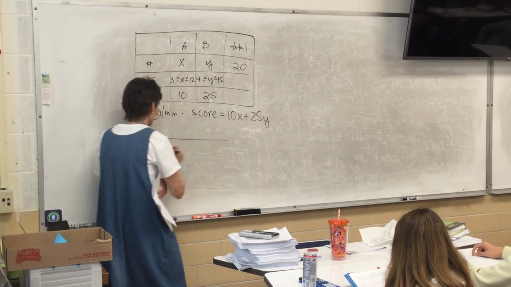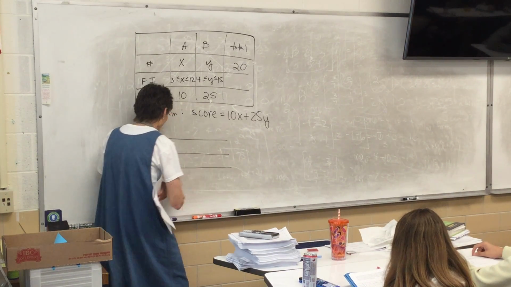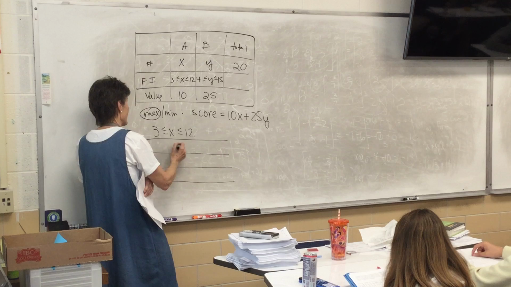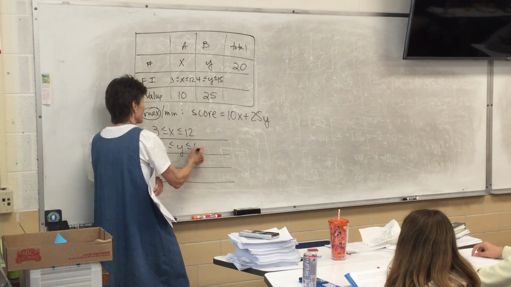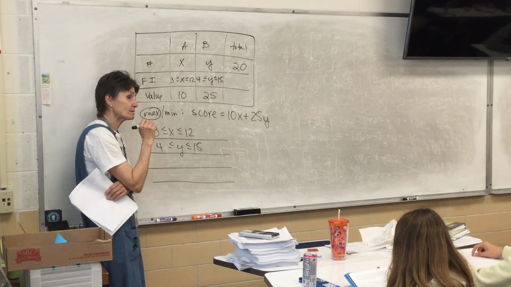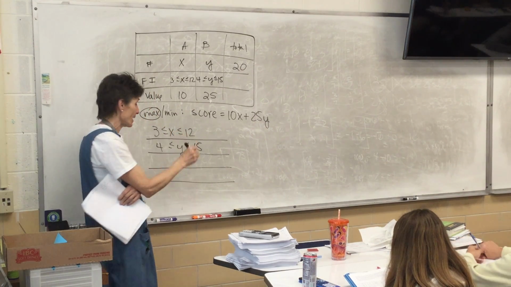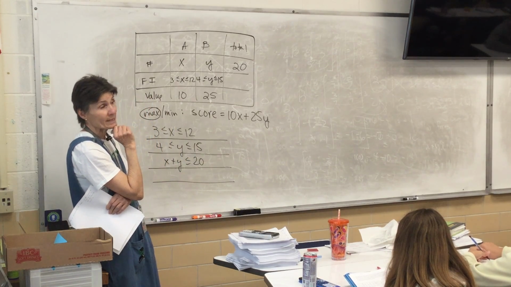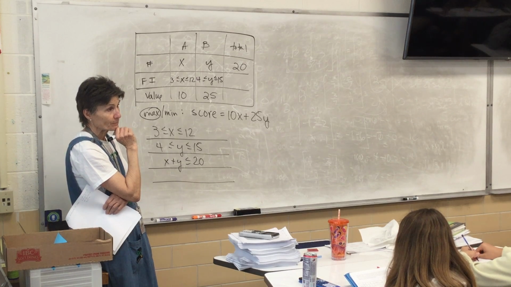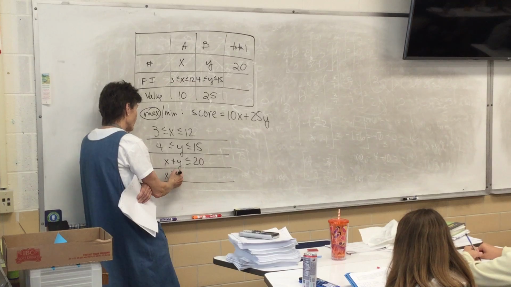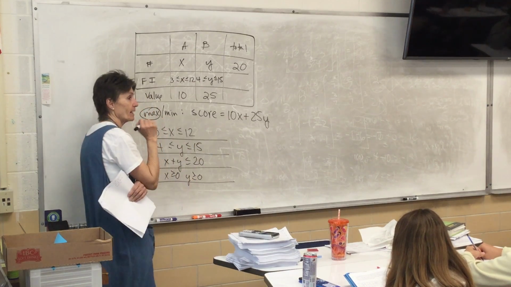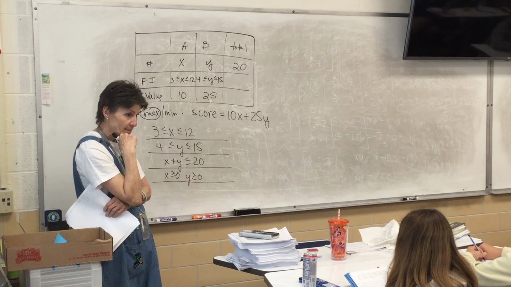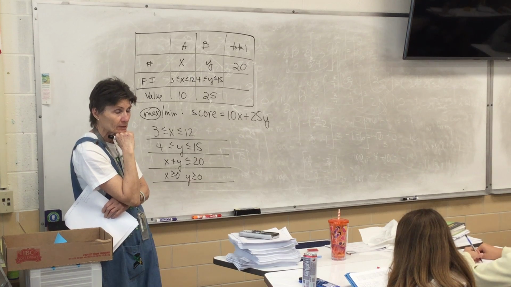When I start graphing here in a minute, I know I'm going to graph x's between 3 and 12 and y's between 4 and 15. I know I'm going to do that. What else am I going to graph? X plus y is less than or equal to 20, because 20 is the most questions I can answer. And then just for clarity, x and y have to both be positive. I'm going to include that every time. The more you write down, the more points you get, even if some of it's wrong.